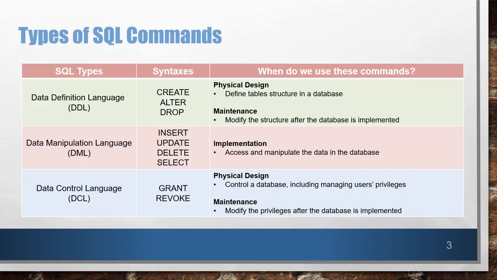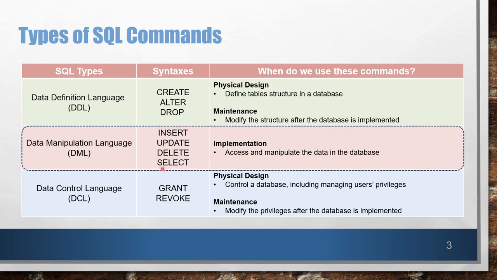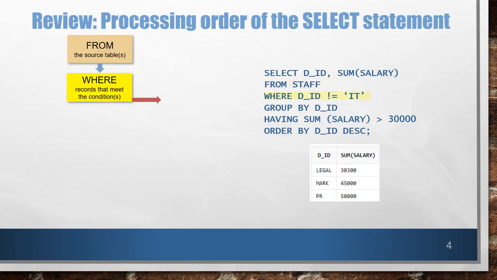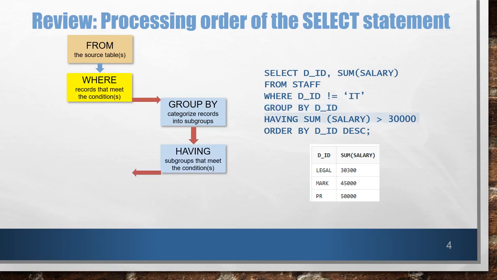We will continue our discussion on select statements. Select statement is one type of DML command, and it allows us to retrieve the data from a database. Referring to our previous discussion, select statements consist of 6 clauses. The processing order of the 6 clauses is from, where, group by, having, select, and lastly order by.